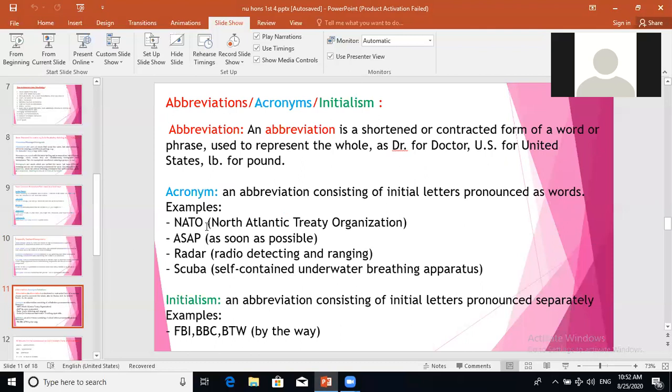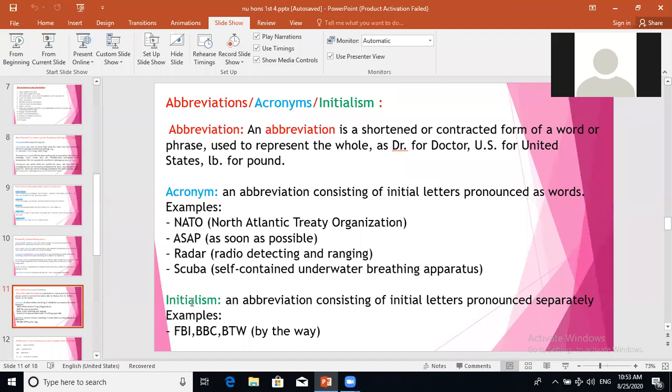Look at these examples. NATO. We don't say N-A-T-O, we say NATO. It sounds like a word. ASAP, as soon as possible. Radar. We read it like a word, radar. We don't say R-A-D-A-R. We say radar. So the abbreviations that sound like a word, those are acronyms. Radar means radio detecting and ranging. Scuba, self-contained underwater breathing apparatus.